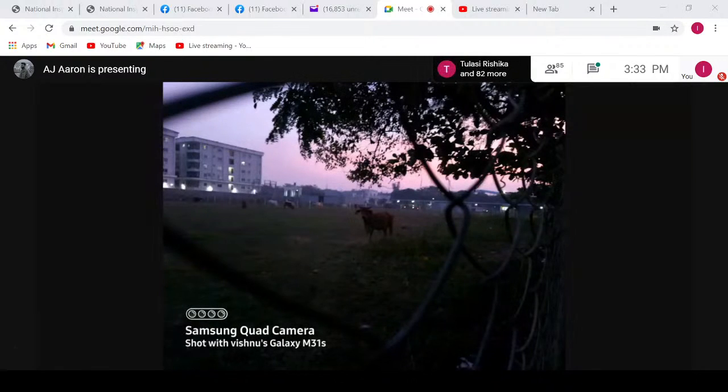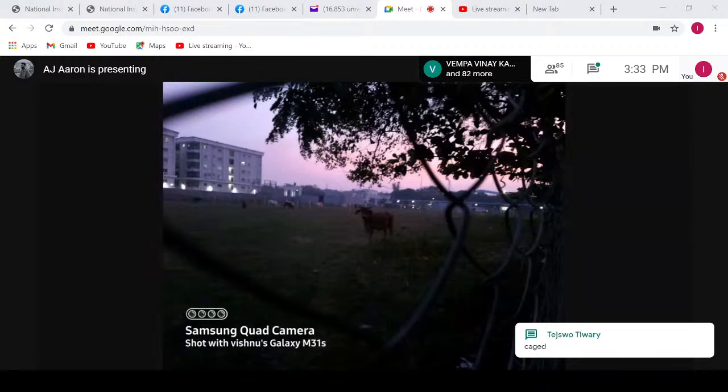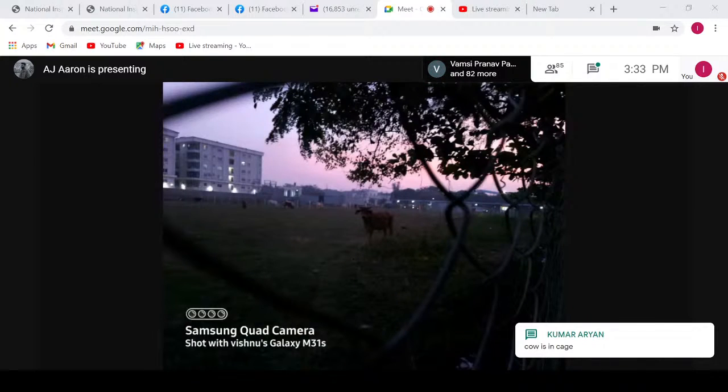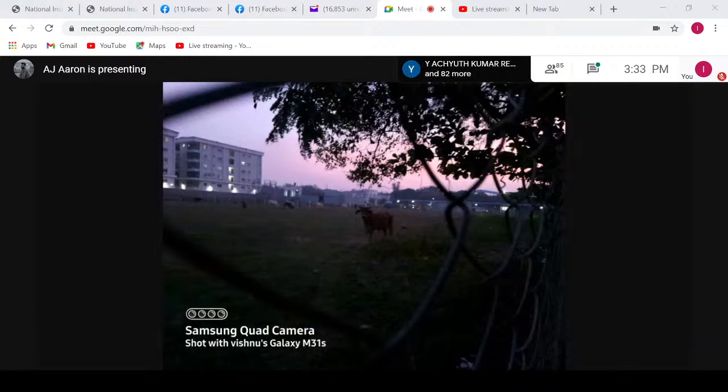And emotionally, what does this make you feel? Like the fence, when you're looking through the fence, what impression does it give you? Yeah, cage. Someone said cage. Yeah, so it's just adding another meaning, right? Now it's not just an image of a cow, but there's a fence in the foreground, and it changes the whole meaning of it, right? Like the cow is caged, or whatever it is. Open interpretation. Yeah, it's a good photo.